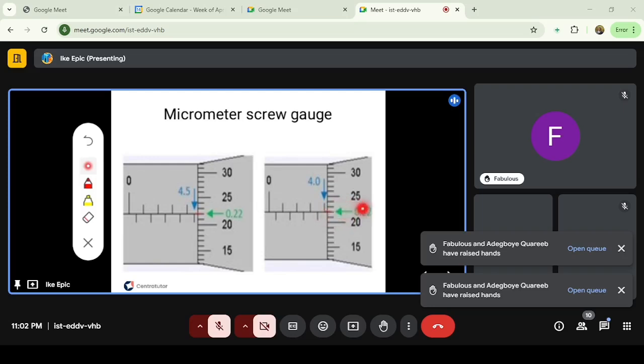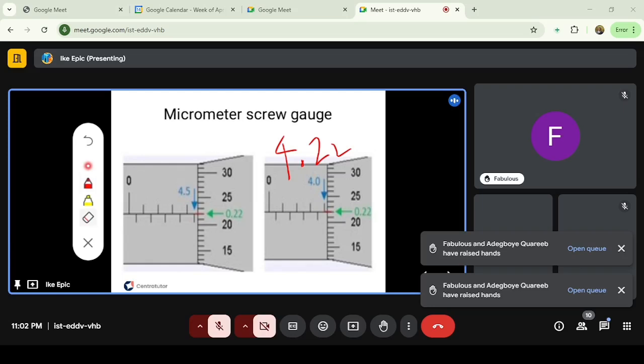Because it intersected at 0.22, you add that 0.22 to your main scale reading. That is 4.0 plus 0.22, so our final answer for this case would be 4.22. That would be our final answer for this micrometer screw gauge. I believe it should be clear.